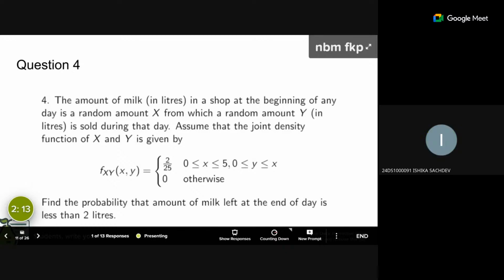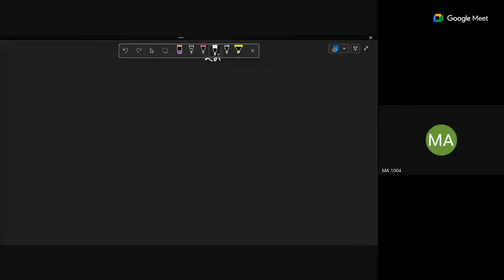Ma'am, support of y is greater than x plus x minus 2. Is it so? If you ask me support of x comma y, or support of x is less than 2 plus y.